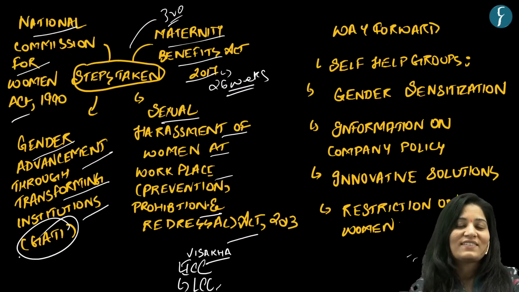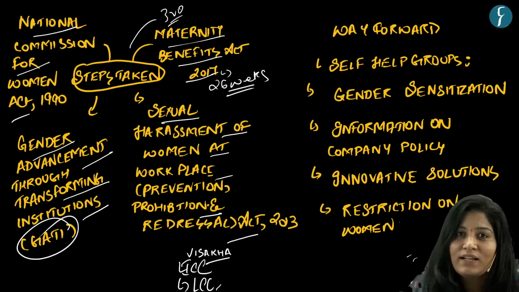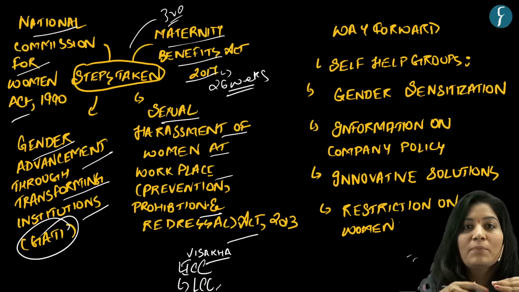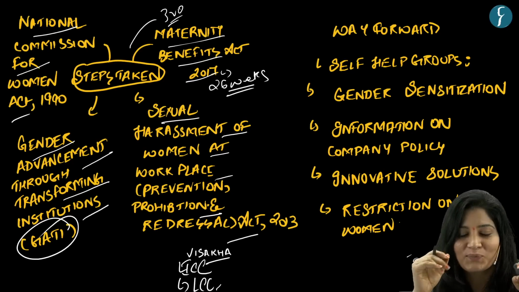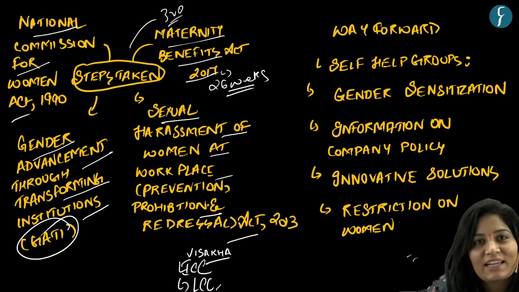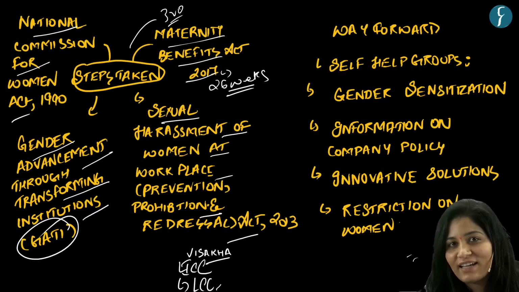This is very interesting. Recently, the Department of Science and Technology came up with the idea that they will rank institutes on the basis of women enrolled and their career advancement. This is something new. Then we have seen what steps have already been taken by the government. Now let's see what steps the government should take.